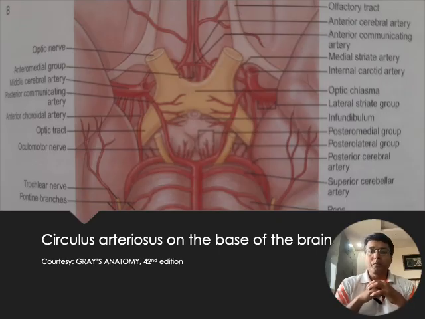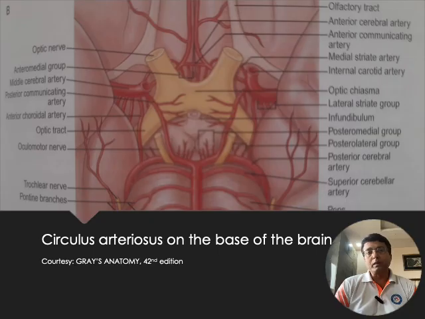So now let's see the relationship between this arterial system, this polygonal system, with the visual pathway. See this one, this is the right optic nerve, this is the left optic nerve, and this forms the optic chiasm, and from there the optic tract is formed.